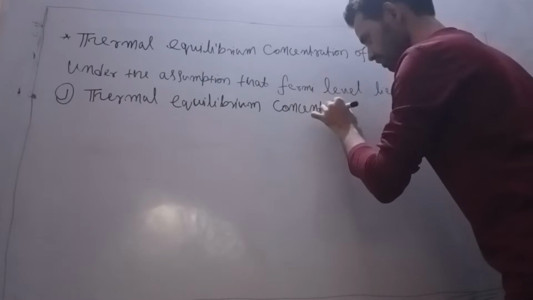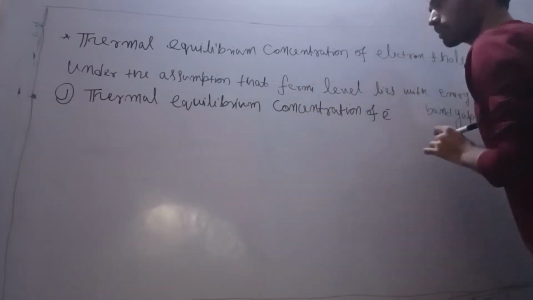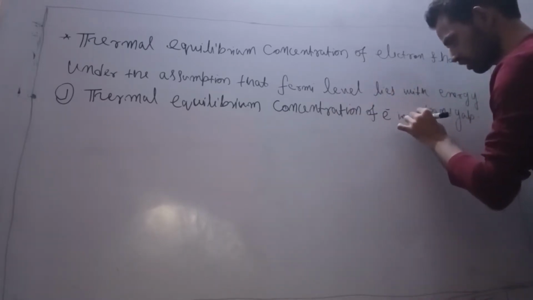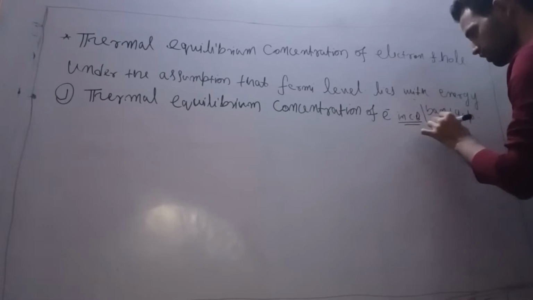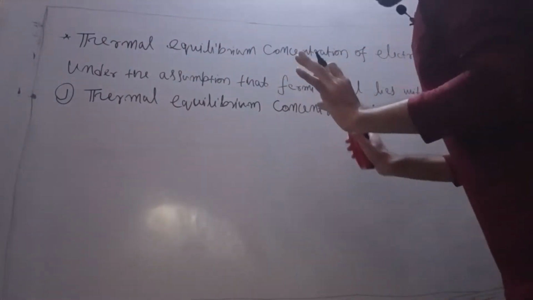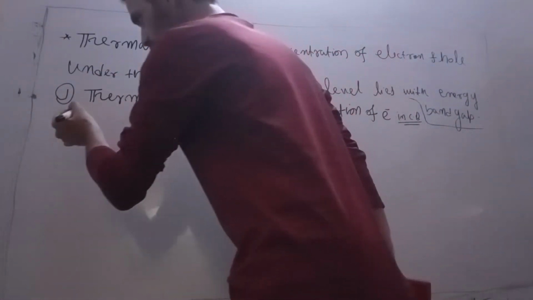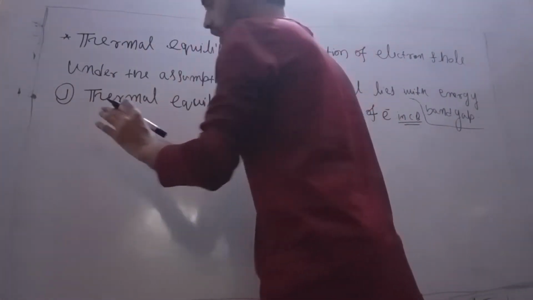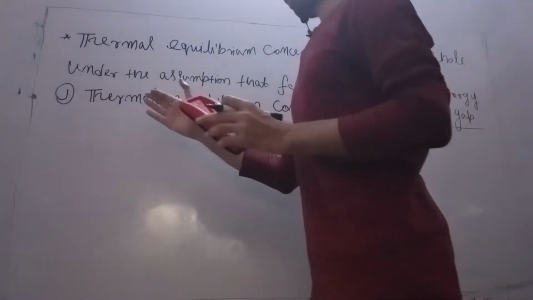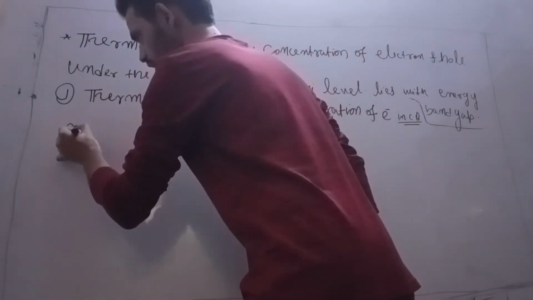Thermal equilibrium concentration of electron in conduction band. As we know very well, the total number of electrons in conduction band, how many? So that is n(E).